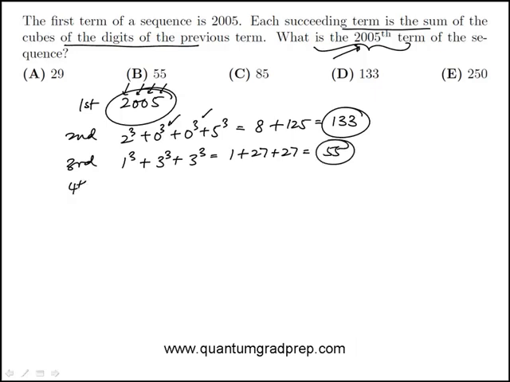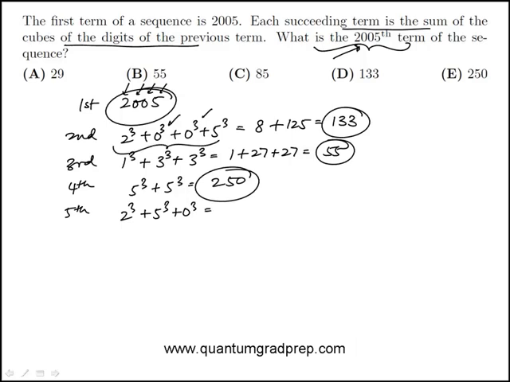And then the fourth would be, I cube those. And 5 cubed is 125, 2 of those. So that's the fourth term, 250. Fifth term, again, I cube these. And I notice that this is the same as the second term. And so that would be 8 plus 125 is 133. And we notice that we're going to just cycle back. Again, the sixth term would be 55.